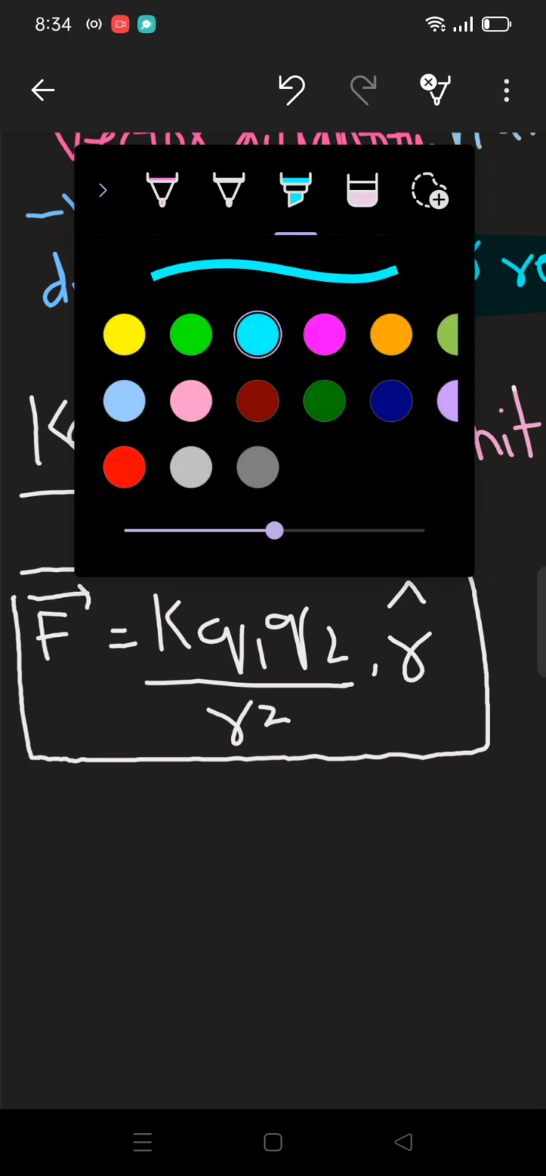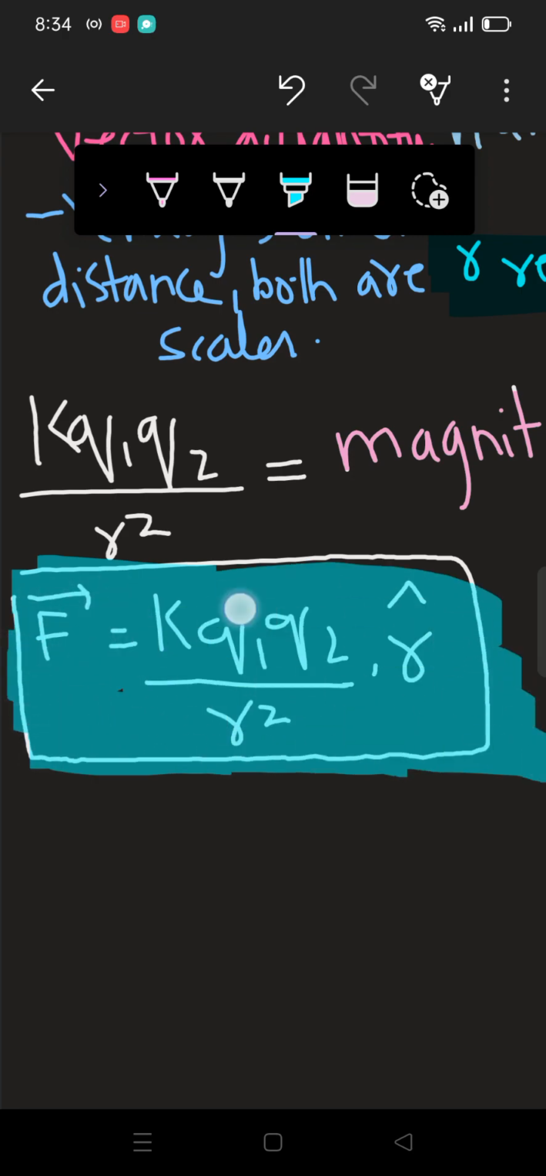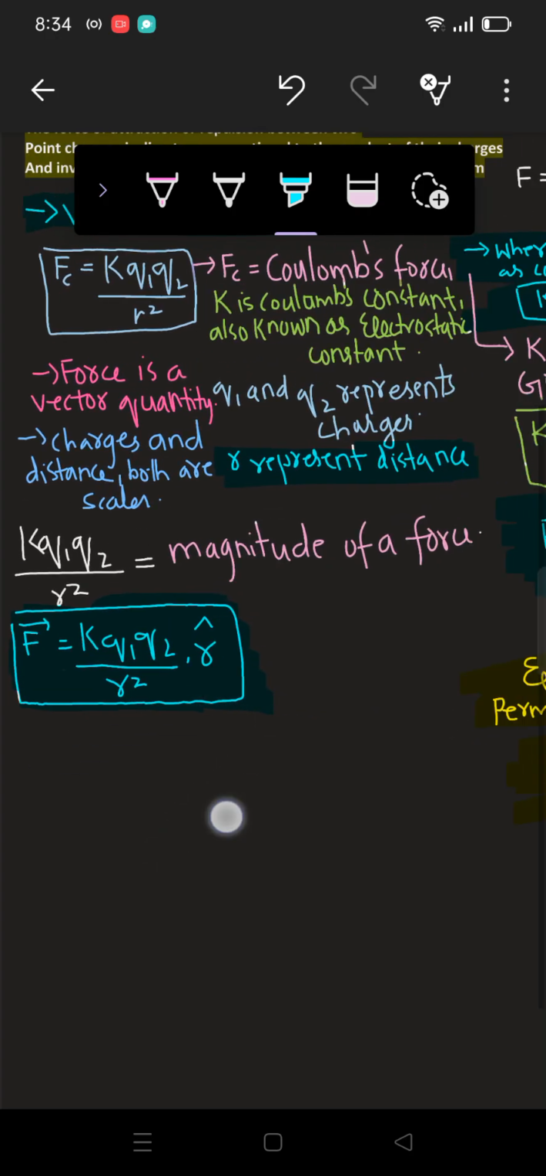Alright, so let me highlight this. I hope this is clear to everyone, how we represent Coulomb's force in vector form. So this was all for today.